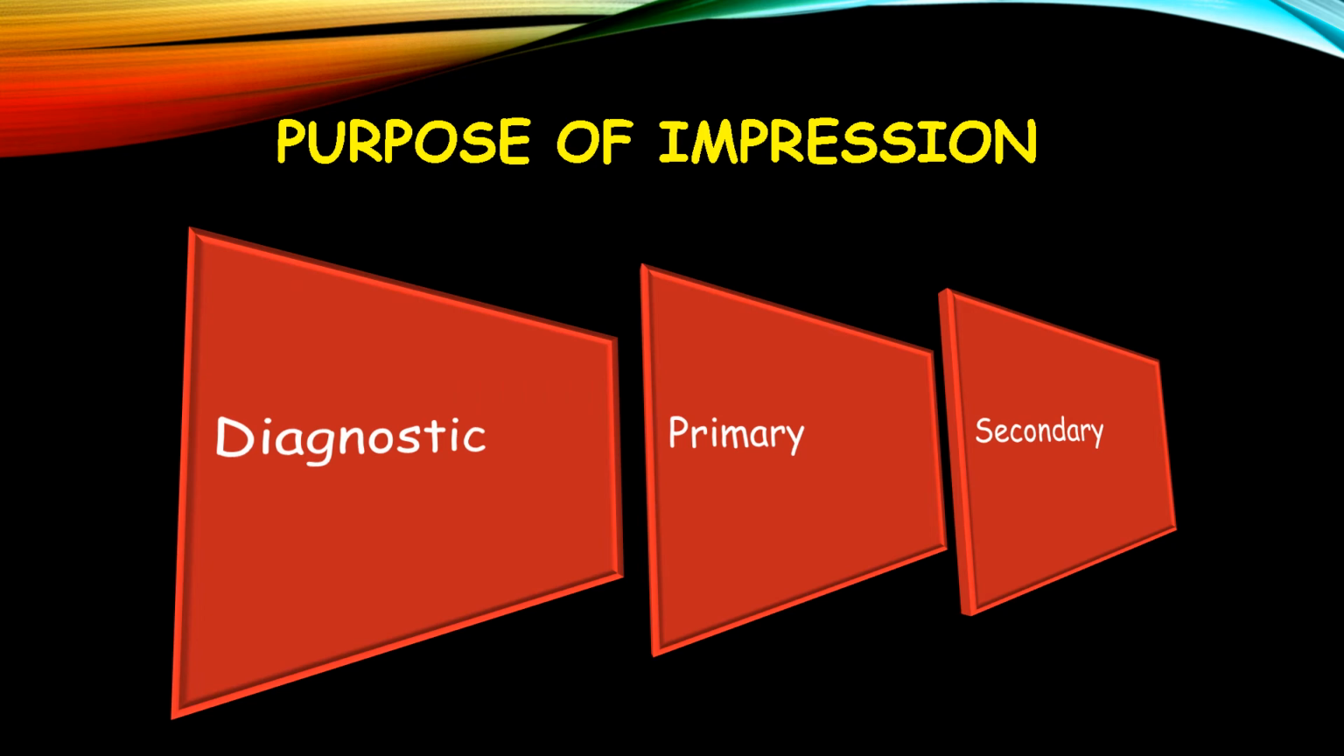So next, depending on the purpose of impression making, it is classified into 3: diagnostic, primary and secondary. One is diagnostic impression. It is an impression made for the purpose of diagnosis, treatment planning and fabricating a diagnostic cast, and the materials used are irreversible hydrocolloids. Then what is primary or preliminary impression? It is made for the purpose of making a preliminary cast on which a special tray is constructed. The materials used are irreversible hydrocolloids, impression compound, putty and heavy body elastomeric impression materials.